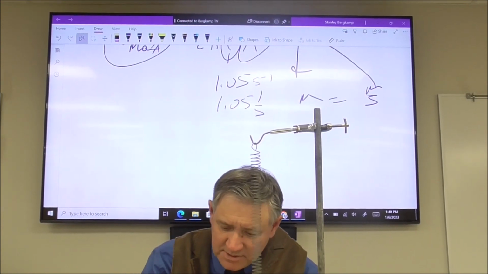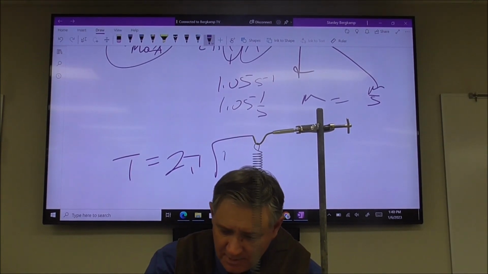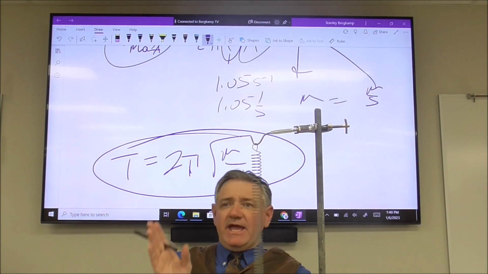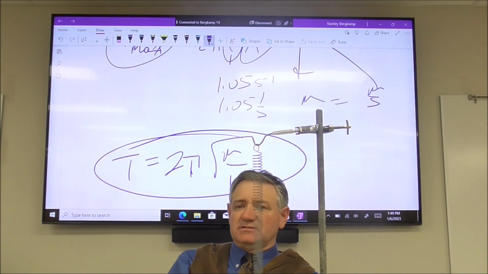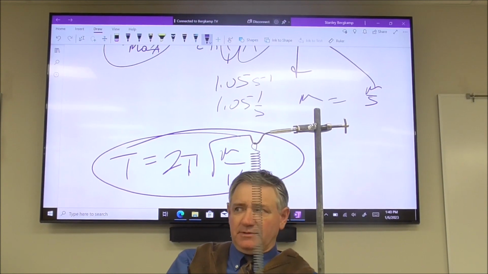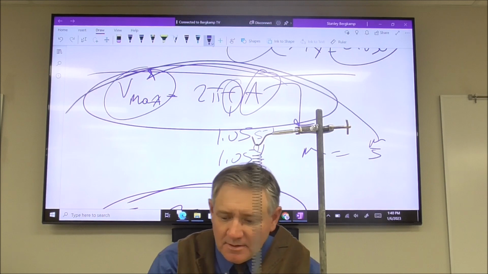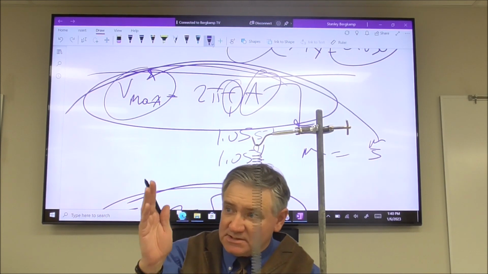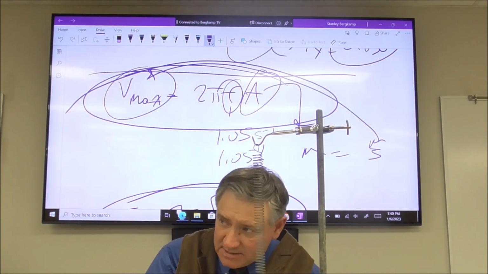If you look at that equation for period equaling 2 pi times the square root of m over k, is amplitude a factor in the period of the oscillation? Nothing to do with it. Is amplitude a factor in your Vmax calculation? Yes. So in some of these amplitude is a factor, and some of these it's not.